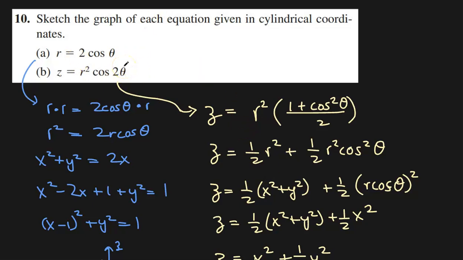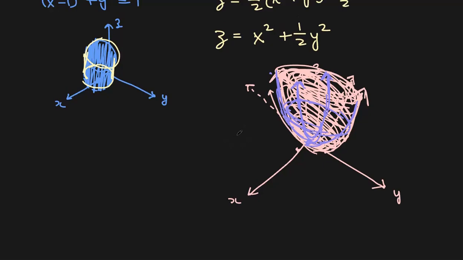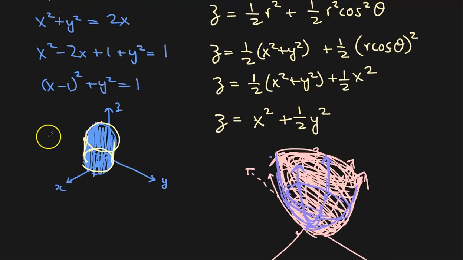This is mainly just converting from cylindrical coordinates to the XYZ system. What's it called? The Cartesian coordinates or the rectangular coordinates. Right, so that's really all we did over here. Just make sure you understand.